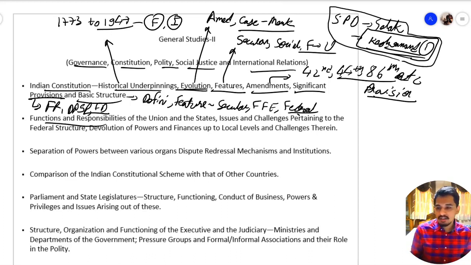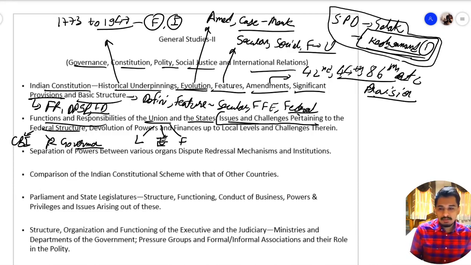Then we have functions and responsibilities of the union and the states. So the three functions and responsibilities are legislative, executive and financial. So what are the functions and responsibilities that you should know? Then we have issues and challenges pertaining to the federal structure. One of the issues is misuse of CBI. Then we have the role of governor who acts in a partisan manner. So these are some of the issues and challenges pertaining to federal structure.